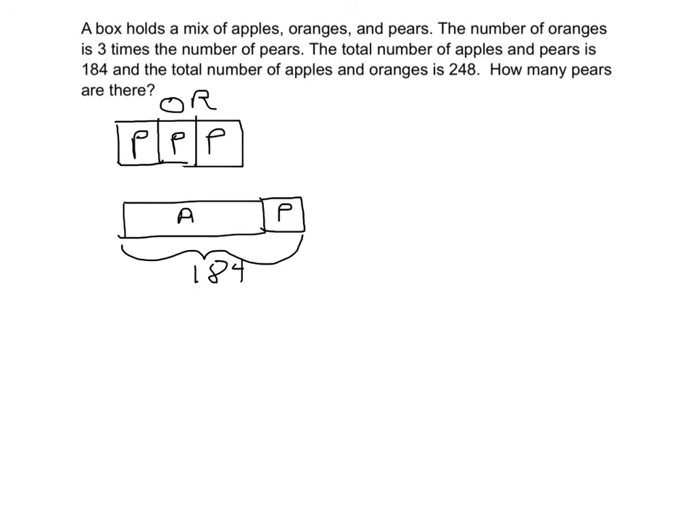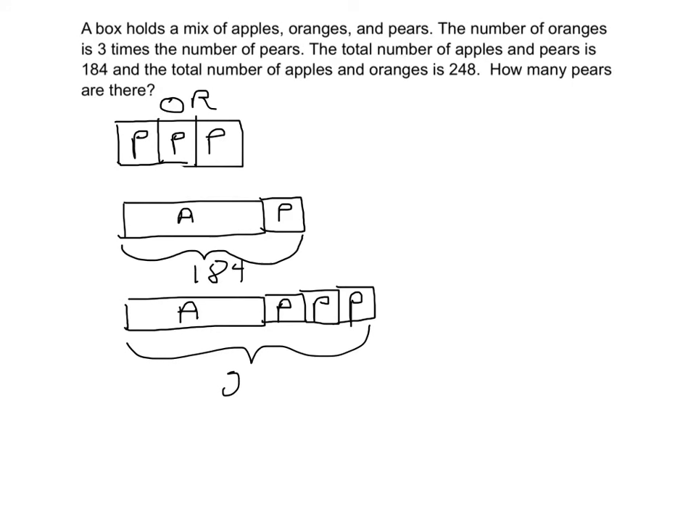Fact number 3, total number of apples and oranges is 248. Alrighty, do the apples again. Taking a little bit of care to make it look the same as the one above it, as much as I can. Now this time it's apples plus oranges. But you know what? We know oranges is the same as three groups of pears. So let's do that. That is the tricky part of this problem. If you realize that little substitution, nice little math term there, that's the same now as apples plus oranges. And we know that total is 248.